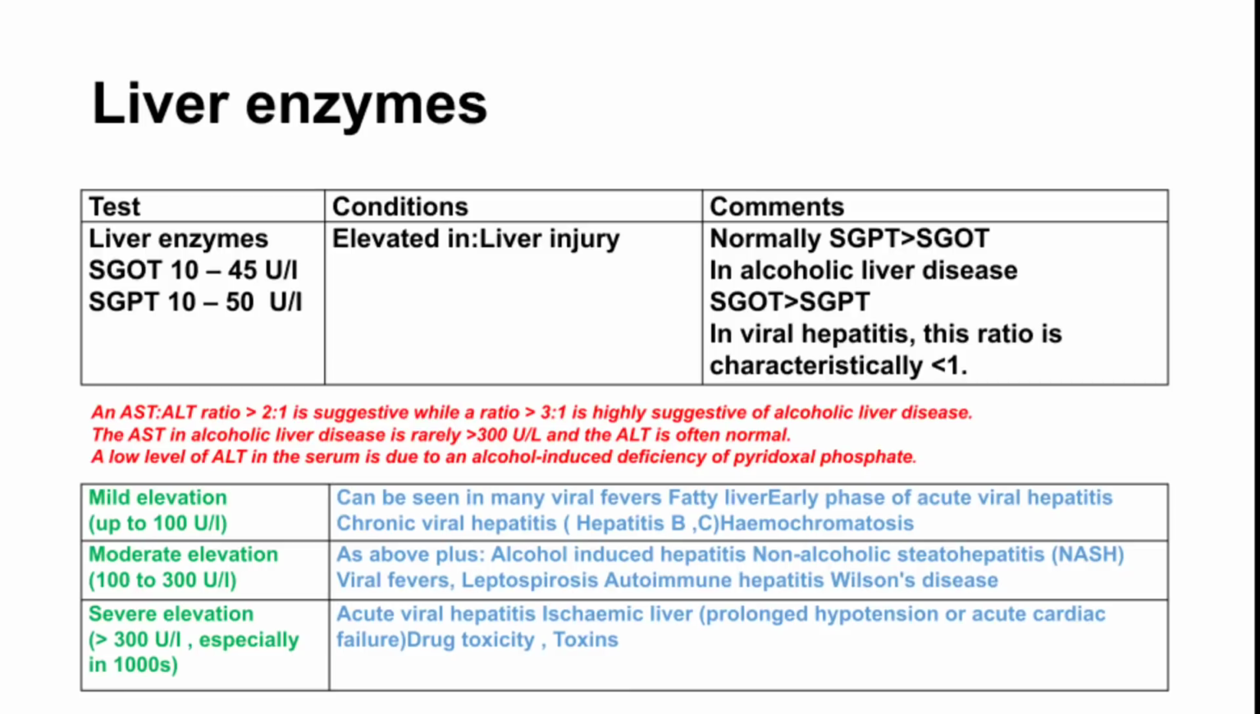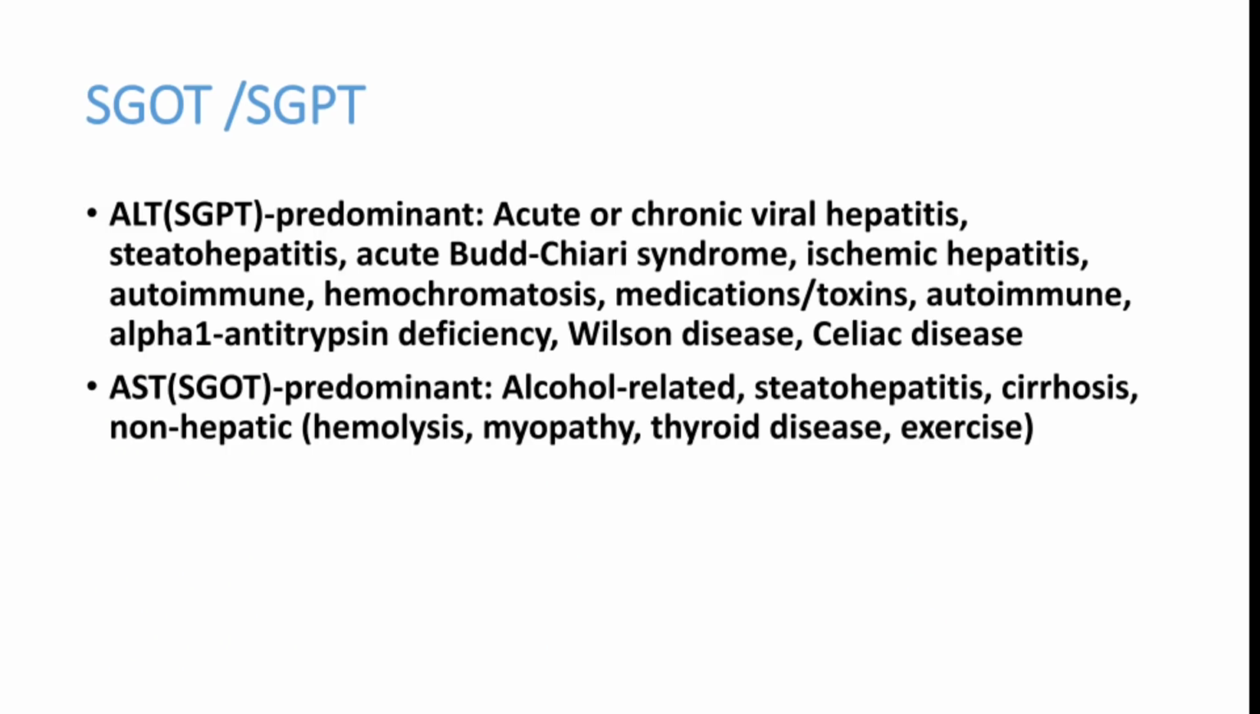In alcoholic liver disease, SGOT is mostly more than SGPT. SGPT-predominant diseases include acute and chronic viral hepatitis, steatohepatitis, Budd-Chiari syndrome, ischemic hepatitis, autoimmune diseases, hemochromatosis, medicine-induced or toxin-induced hepatitis, autoimmune hepatitis, Wilson disease, and celiac disease. SGOT predominant is mainly alcoholic or steatohepatitis, cirrhosis, hemolysis, myopathy, thyroid disease, and exercise. In that, the predominant disease is alcohol-related liver disease.